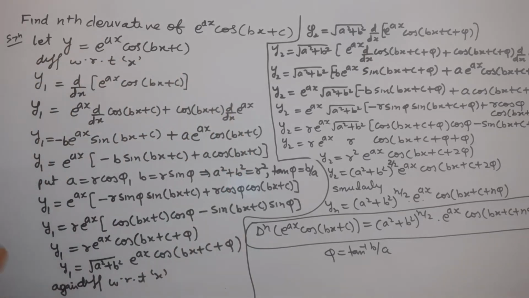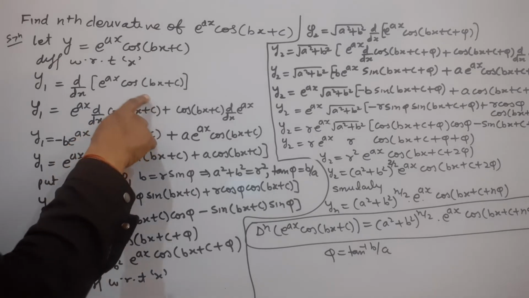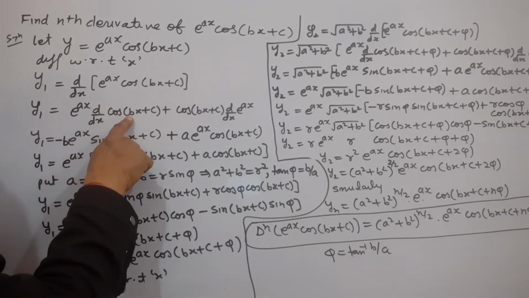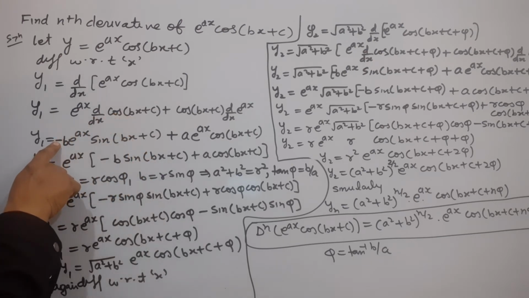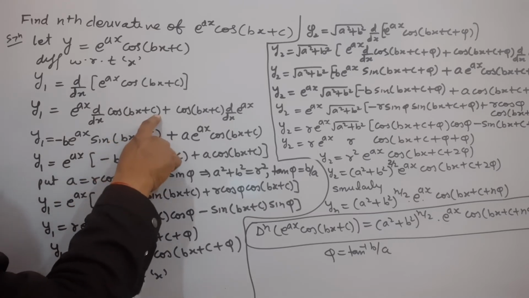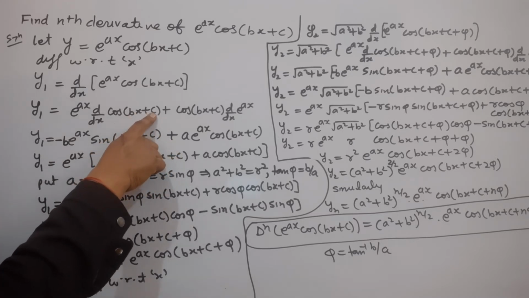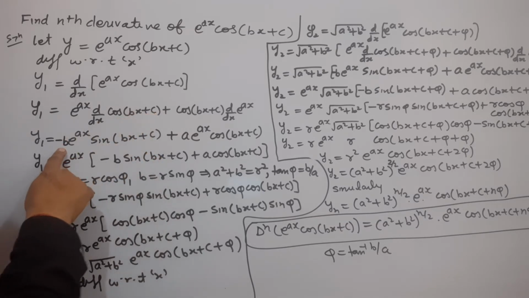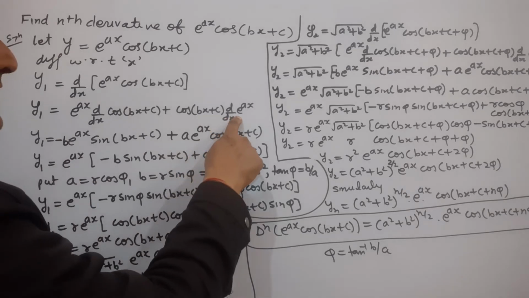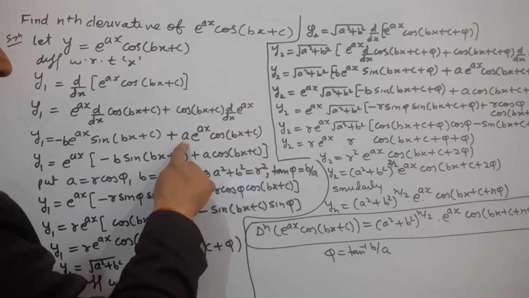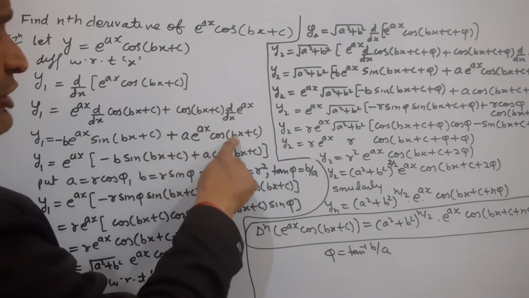Now here we can see the differentiation of cos bx plus c. So we know that differentiation of cos x is minus sin x. So we here write minus sin bx plus c. And when we differentiate this bx plus c, differentiation of c is 0 and differentiation of x is 1 and b is here. Similarly, when we differentiate e to the power ax, we get a e to the power ax and this cos bx plus c.